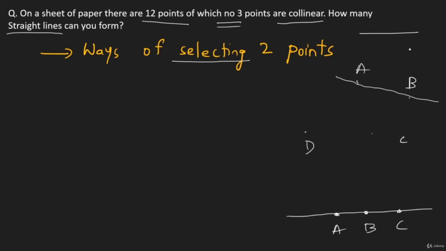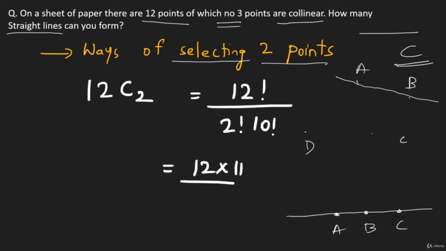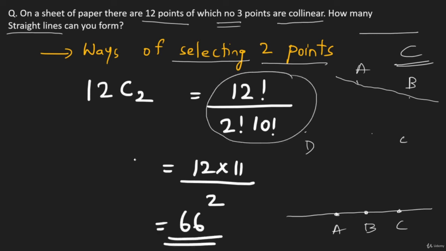So the tool that we use is combination, right? Now we need to find the ways in which we can select 2 points from 12 given points. That's equal to 12C2, and we can solve this as 12 into 11 by 2, which gives you the answer as 66. Remember, you don't need to do this step over here, right?